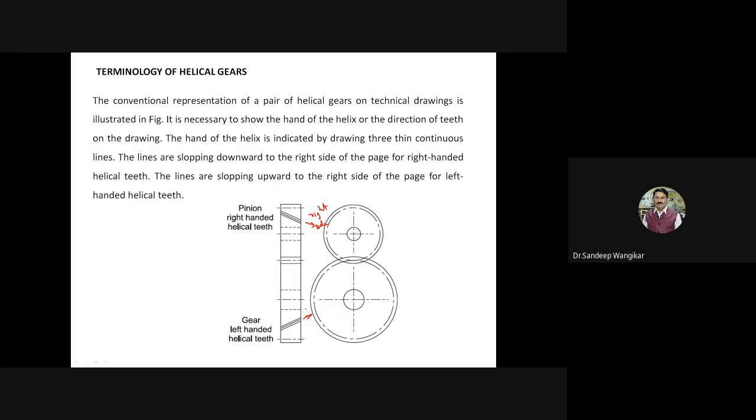So once again, I will repeat. If the lines are sloping downward towards the right side, I will call it right hand, and if sloping upward towards the right side of the page, and page means here we are discussing about slide or board, in this case I will call it left hand. So this is the terminology for helical gears.